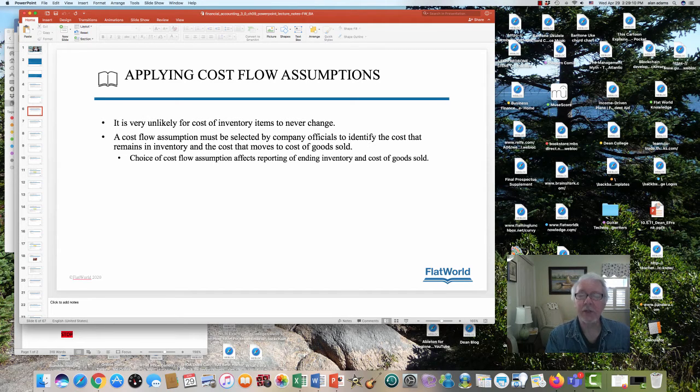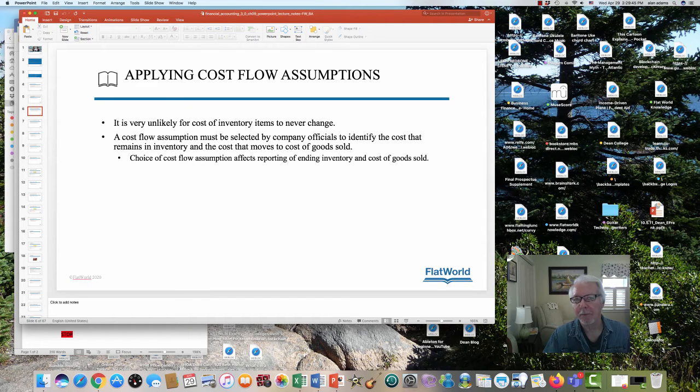So you need to select a cost flow assumption, in other words, which items you're taking out of inventory, to make sure that you're fairly pricing what you sold, cost of goods sold, and what you still have left, your ending inventory. Everything is about moving things out when you sell it, and that means it has to come out of inventory at a certain cost. So the cost flow assumption will decide how you price your ending inventory and your cost of goods sold.